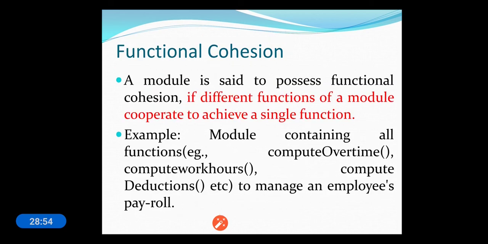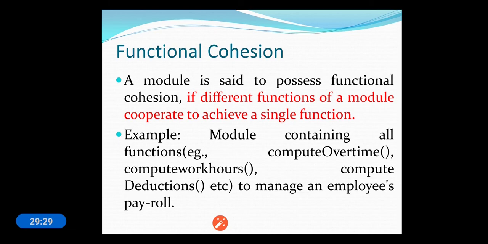Okay. Coming to the last category, that is functional cohesion. A module is said to possess functional cohesion if different functions of a module cooperate to achieve a single function. That means here they work for performing a single objective. Such a kind of cohesion in the module is nothing but functional cohesion. For example, a module containing functions like compute overtime, compute work hours, compute deductions, etc. to manage an employee's payroll.